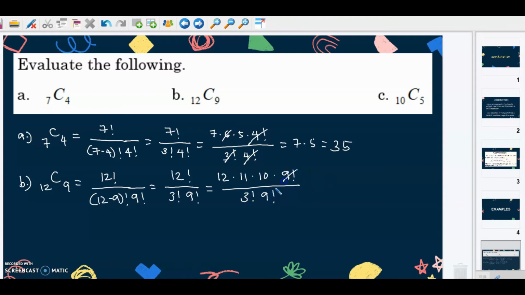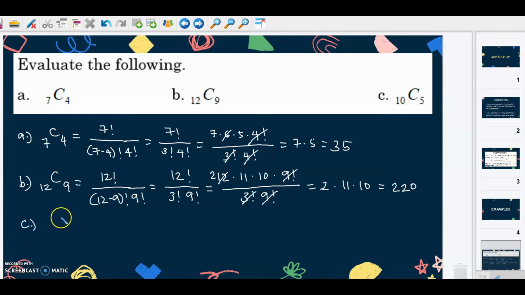Here we can cancel 9 factorial and 9 factorial. We can also cancel 3 factorial and 12, since 3 factorial is equal to 6, and the factors of 12 are 6 and 2, so meaning we will have here 2. Then we will be left with 2 times 11 times 10, which will give us our answer of 220. So last item for the first problem that we have, let's have letter C.